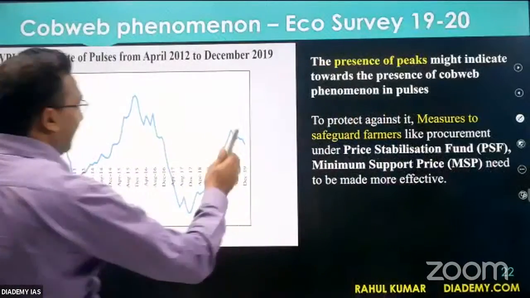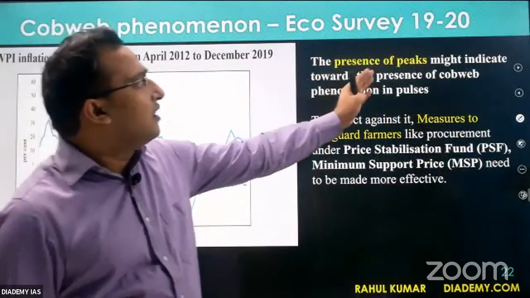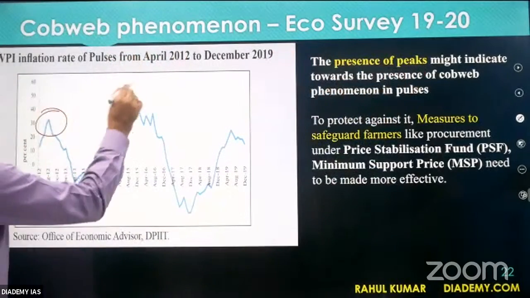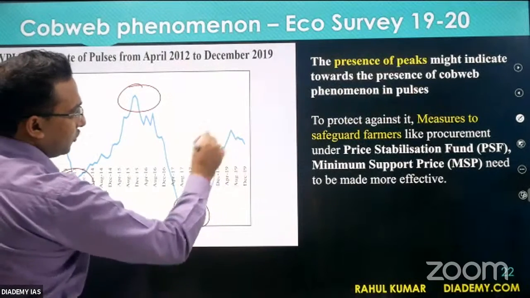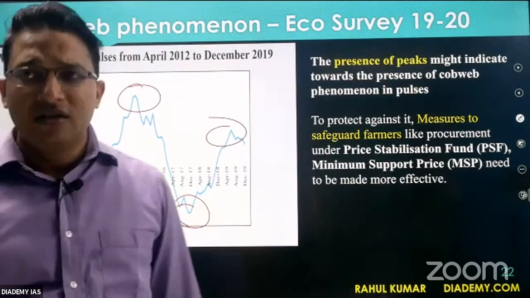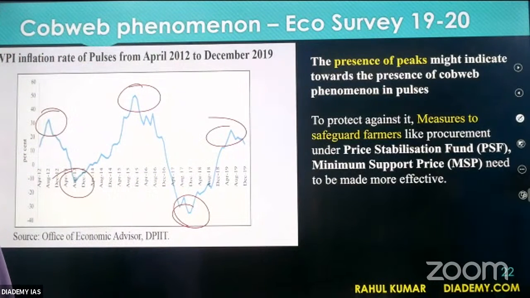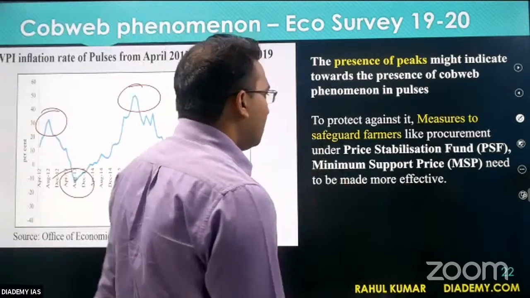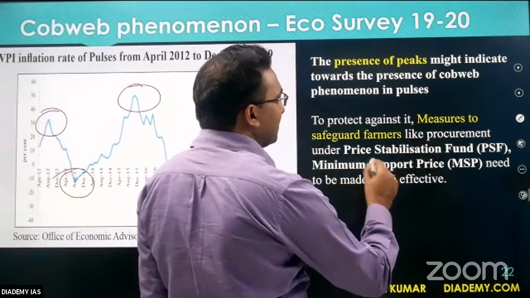So here you can see this diagram which we discussed. The presence of a peak might indicate the presence of Cobb-Webb phenomena. So this peak or extreme low. Okay. Now for controlling this phenomena, because this phenomena actually impacts a lot, to protect against it, the measures include procurement under price stabilization fund.